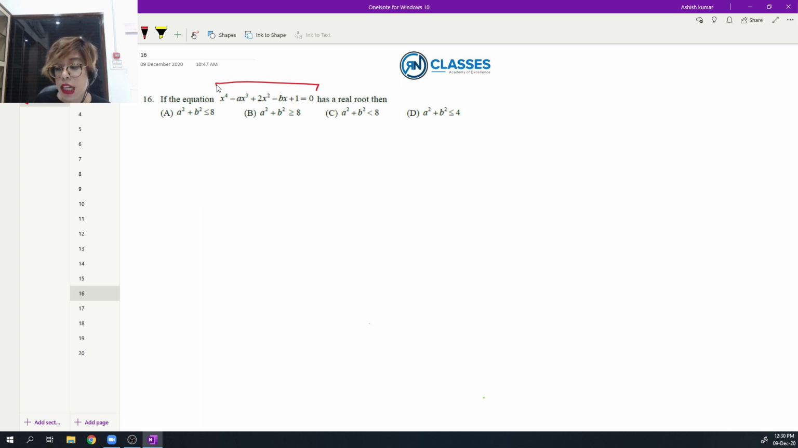Now he says if the equation, this, has a real root then. Basically there's a condition on A square and B square basically. Alright. Now the problem is this is a biquadratic equation. Now a quadratic equation has a real root.